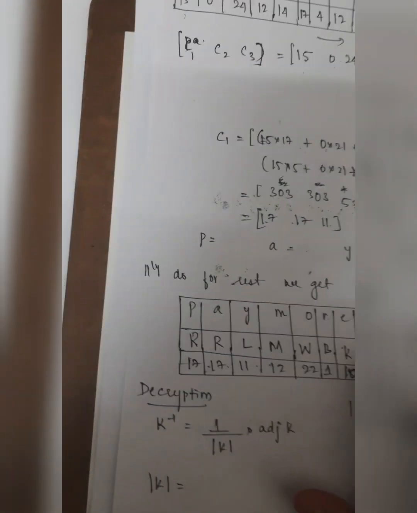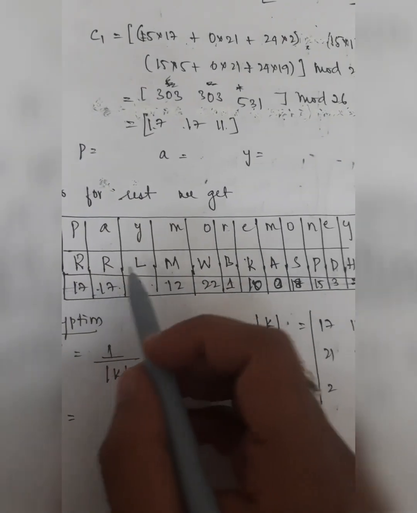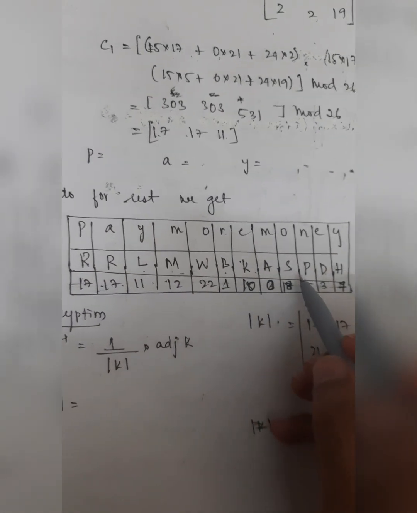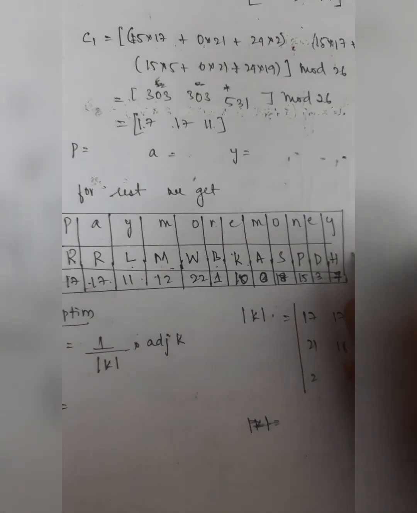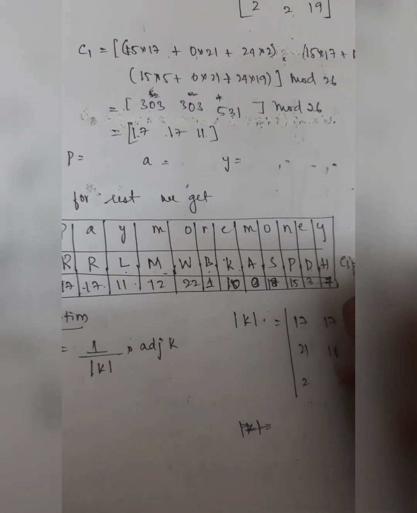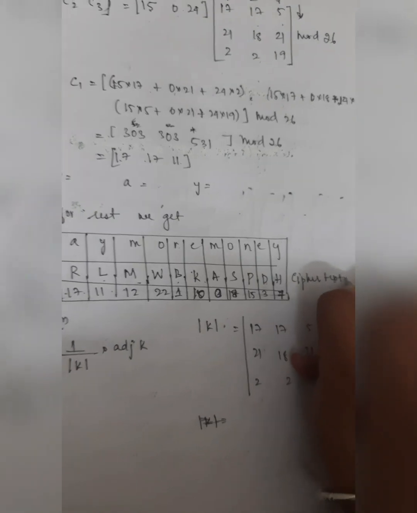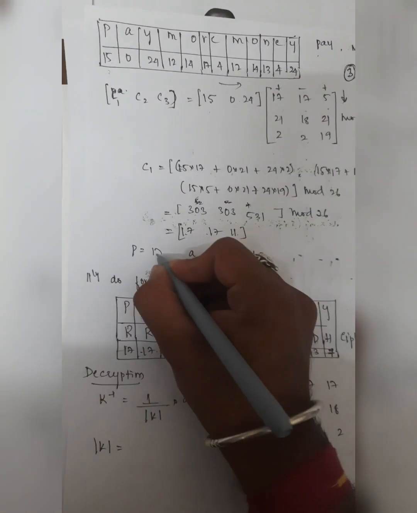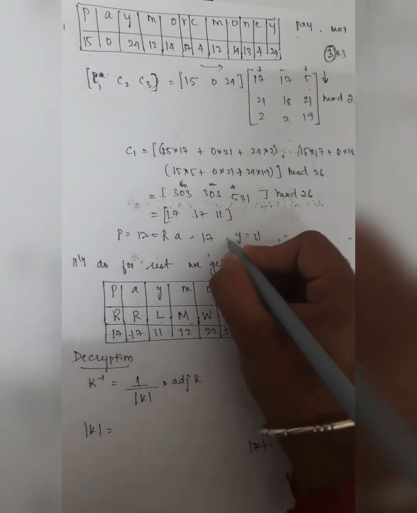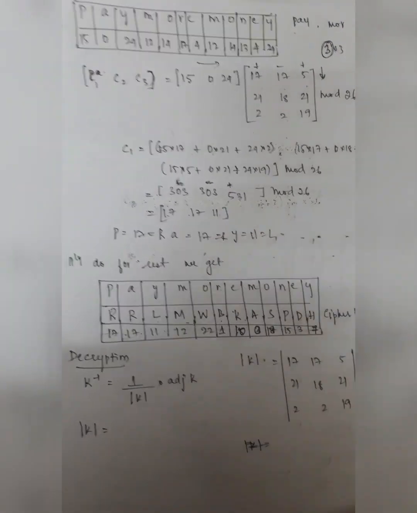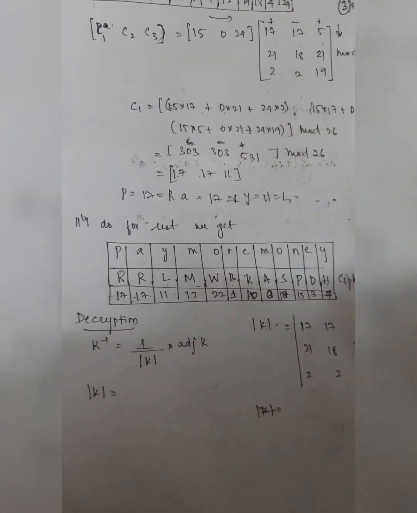So what have we got? We have got R, R, L, M, W, B, K, A, S, P, D, H as your cipher text. This is the cipher text we have got. Now I guess you have understood this. We have taken this as 17, 17 and 11, which says that it is R, R, L. Okay, we have got this.